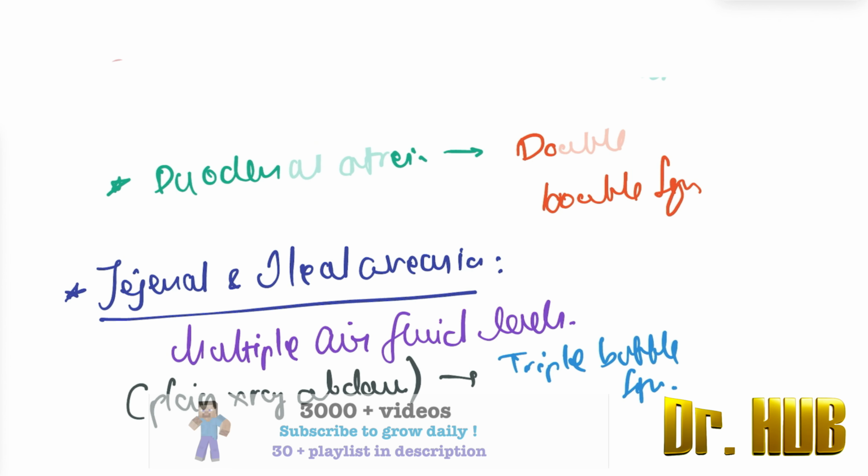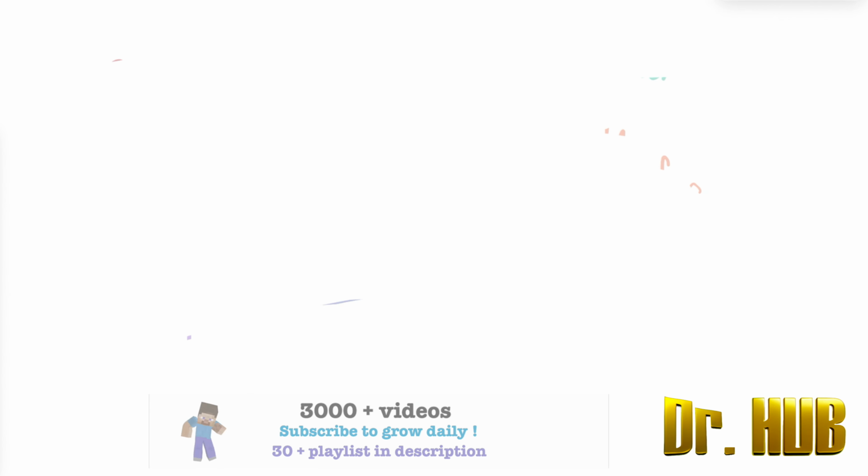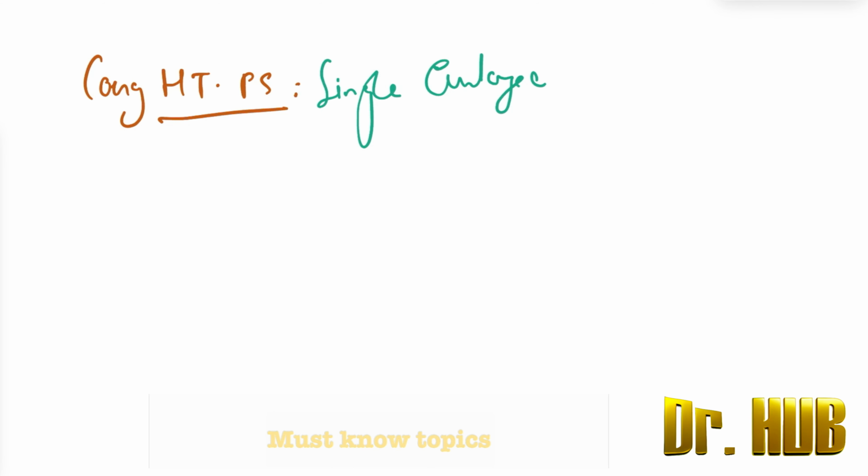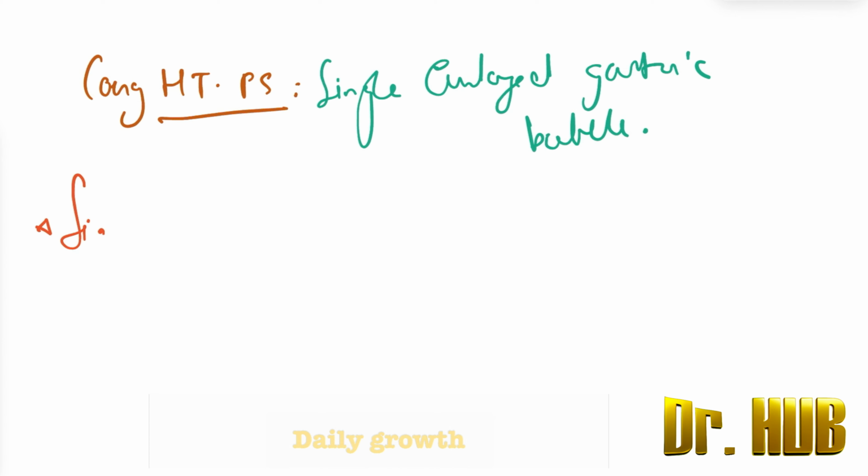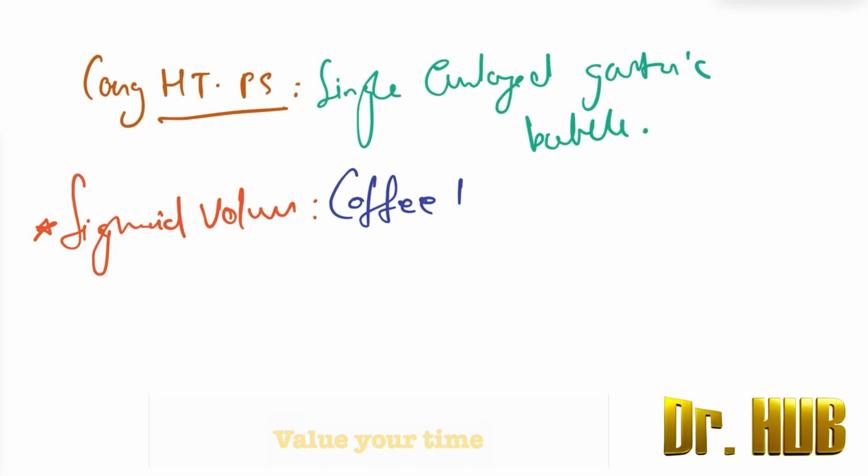Next, as we move on, we look at congenital hypertrophic pyloric stenosis. Here it appears as a single enlarged gastric bubble. Then we move on to sigmoid volvulus. Sigmoid volvulus is common, and it appears as a coffee bean sign.